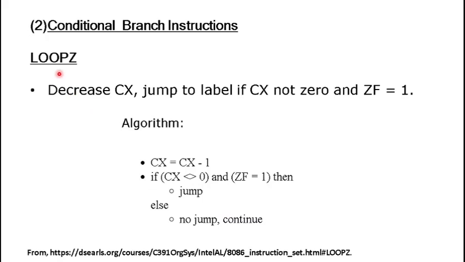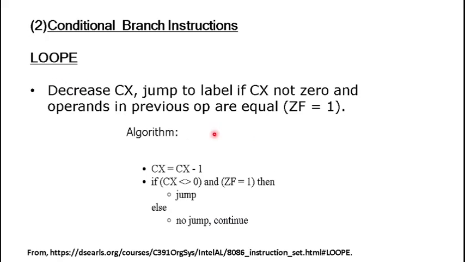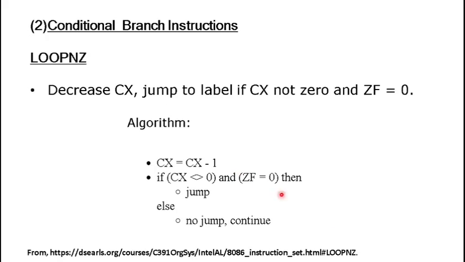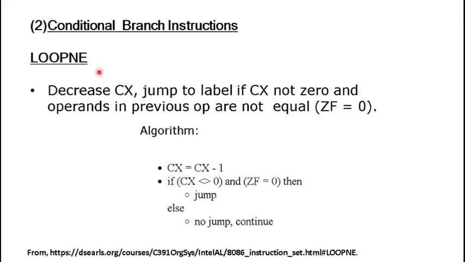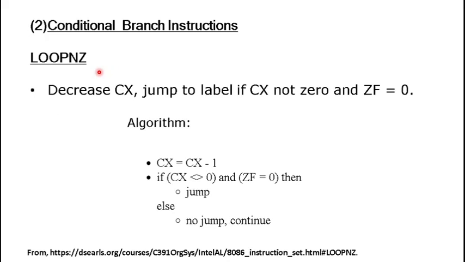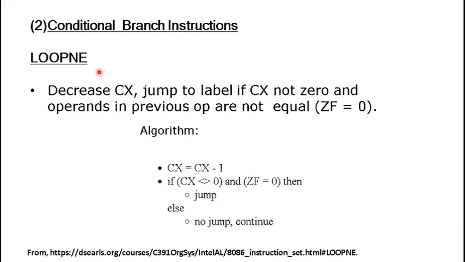So that is the case of LOOPZ and LOOPE, that is, you will do a normal loop based on CX when the zero flag is set. Now we have the case of the zero flag being unset. If you want to execute a loop based on the counter CX when the zero flag is unset, you can use LOOPNZ or LOOPNE, that is, loop not zero or loop not equal.